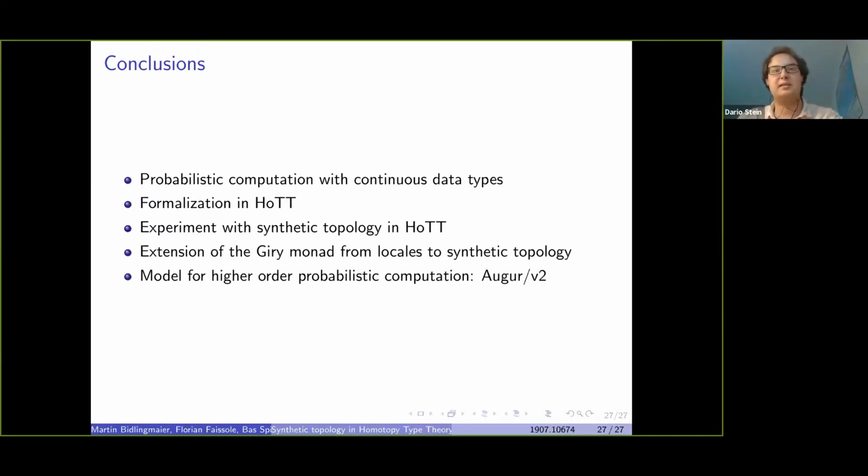I'm not an expert with synthetic topology, so I was just wondering what the status of Borel measurable maps are that aren't necessarily continuous. So say equality tests between real numbers. Is that just ruled out, or is there a way of getting those into the model?